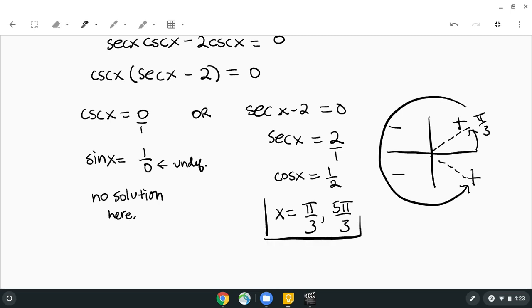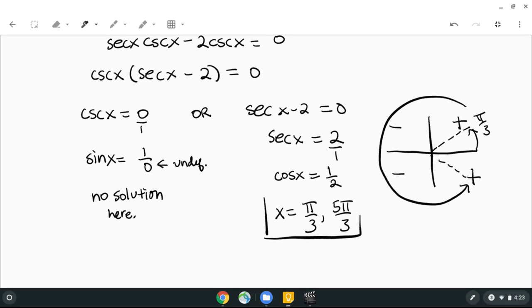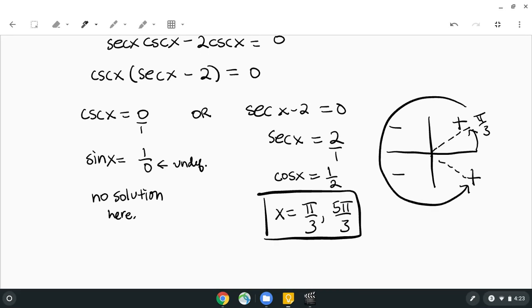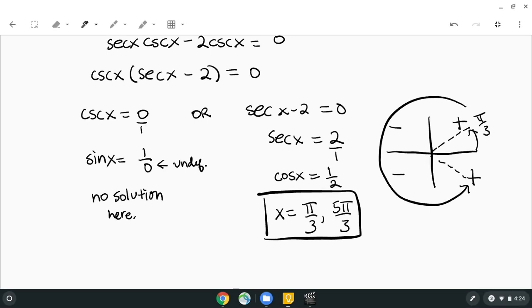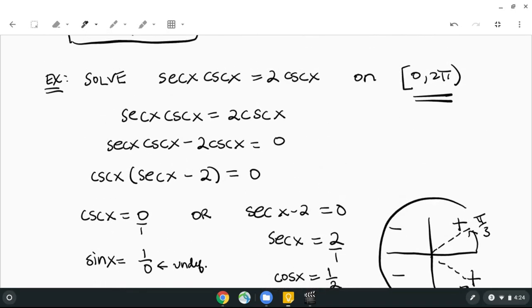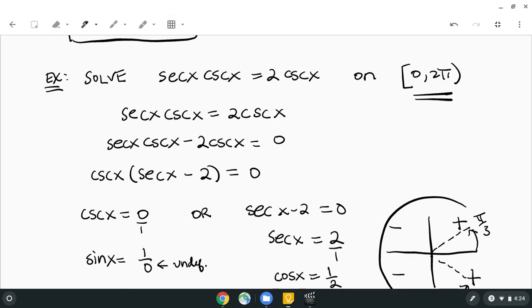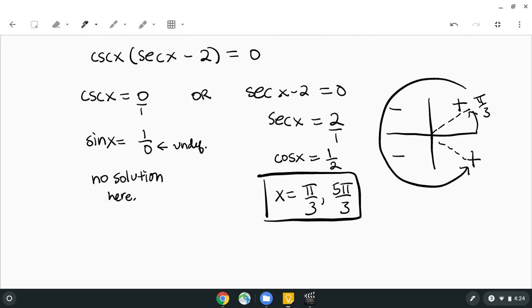Here, because it said just give the answers between 0 and 2 pi, you would just stop here. You wouldn't say pi over 3 plus any number of full circles, 2n pi. You wouldn't do that in this case because they're not asking you for all solutions, only the ones between 0 and 2 pi, between 0 and 360. Anything outside of this will be outside of 360.